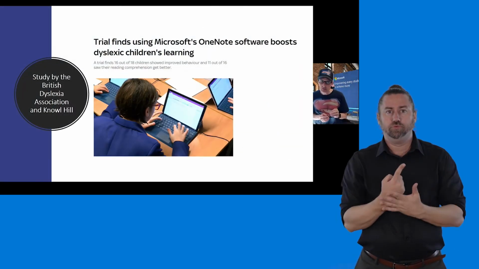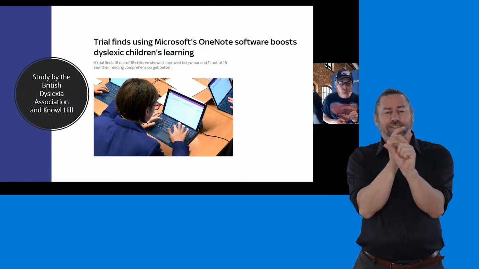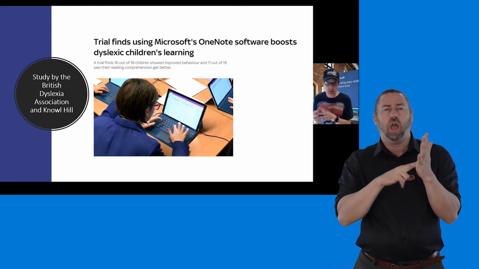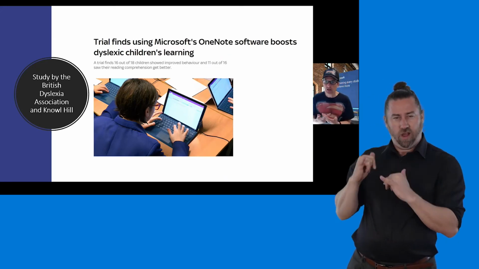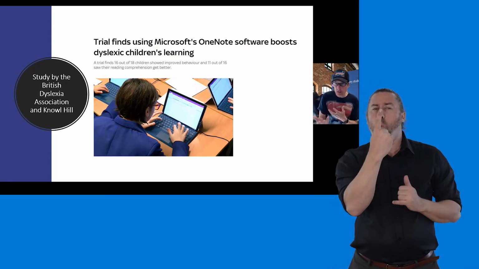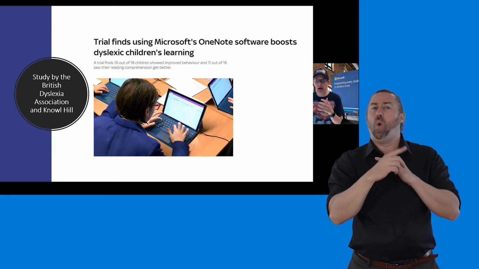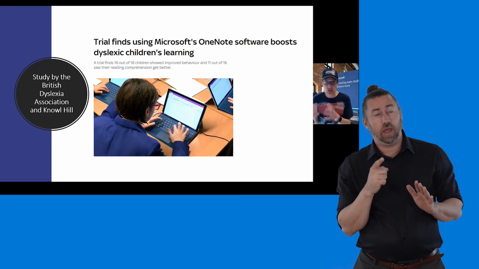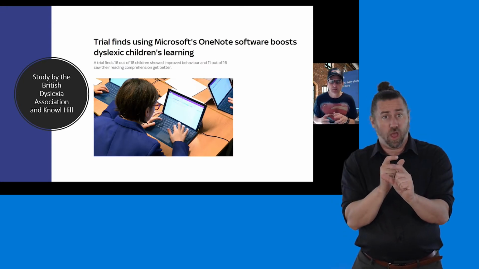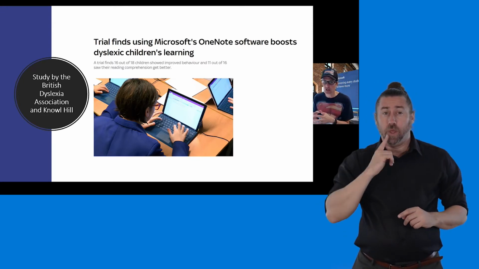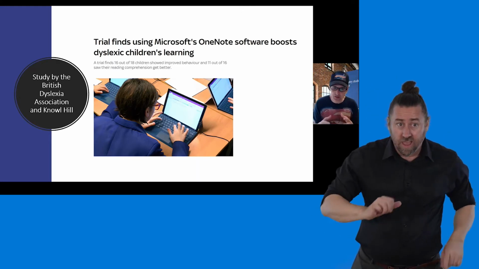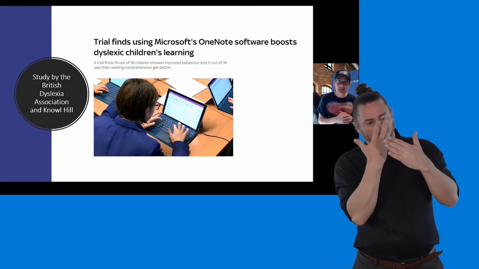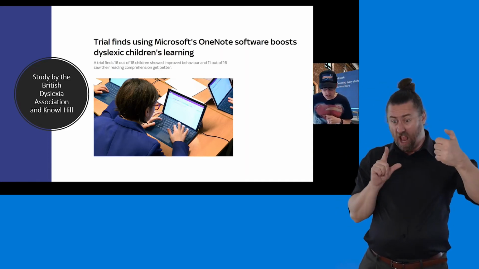Now, the British Dyslexia Association and Noel Hill, who run a very strong dyslexia program at their school, did their own trial and found that Microsoft's OneNote, or Immersive Reader inside OneNote, boosted dyslexic children's learning. So a trial found 16 out of 18 children showed improved behaviour. Why? Because now they could connect with the content. And then 11 out of 16 saw their reading comprehension scores get better.